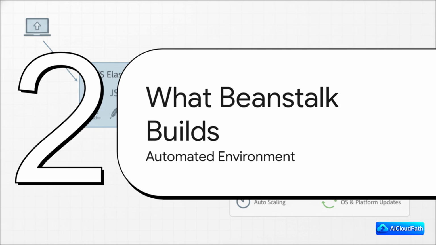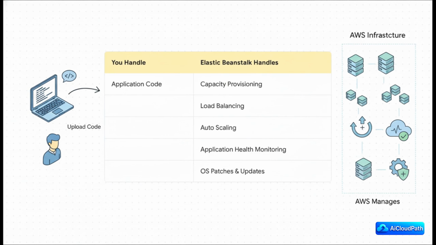So, when you upload your code, Beanstalk doesn't just plop it onto a random server. No way. It gets to work building out and managing a complete production-ready environment for you, all on AWS. This is what I love. Look at this clear division of labor. It's like a contract. Your responsibility? The application code. That's it. Elastic Beanstalk's responsibility? Well, basically everything else. We're talking capacity provisioning, load balancing, auto-scaling, application health monitoring, even those annoying OS patches and updates. It's all on Beanstalk's plate, not yours.